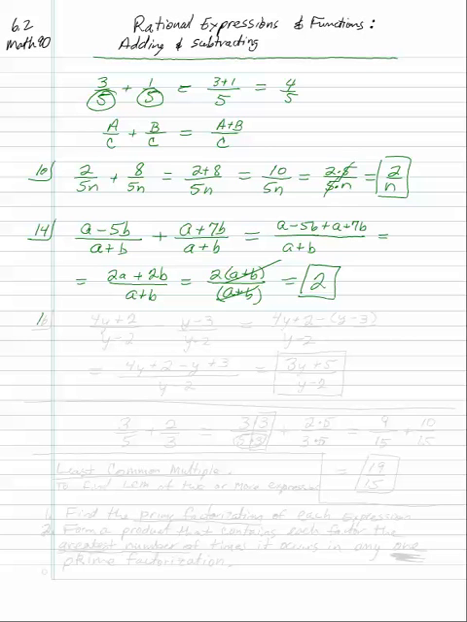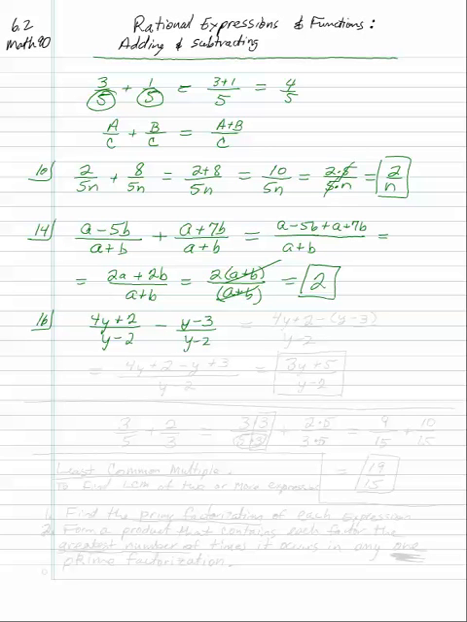Now subtracting is no different than adding. If you have common denominators, you just subtract the numerators and leave the denominator alone. But with polynomials, you've got to be careful when you subtract two polynomials. You've got to remember to distribute the minus sign and then combine like terms.